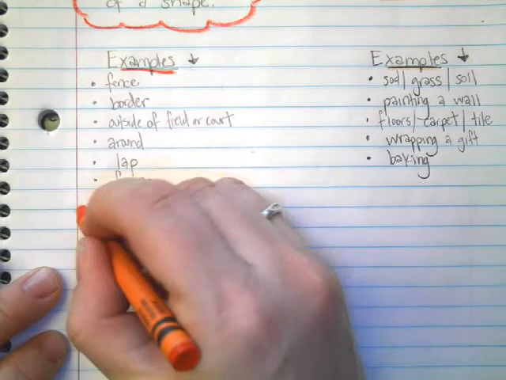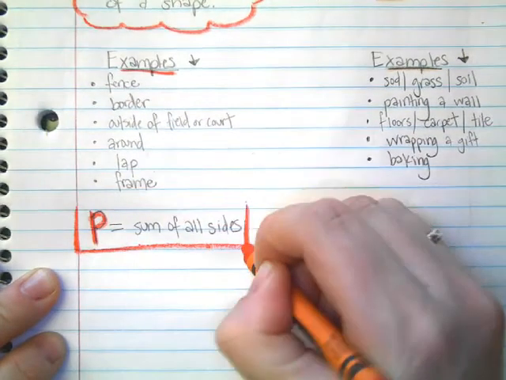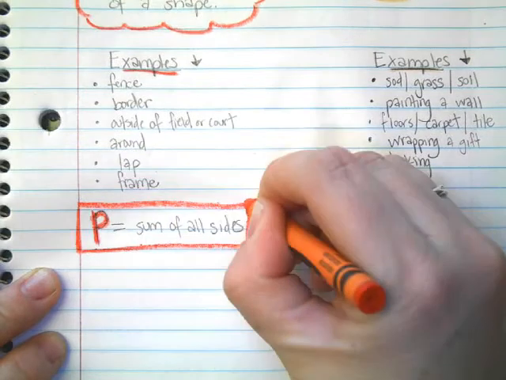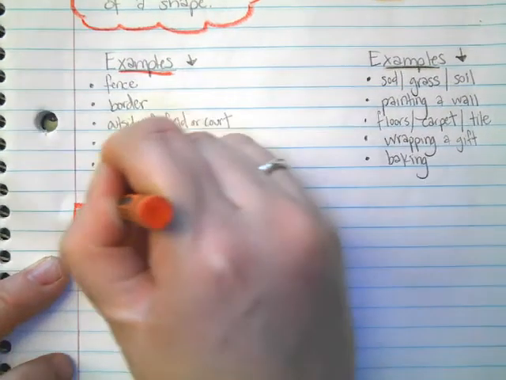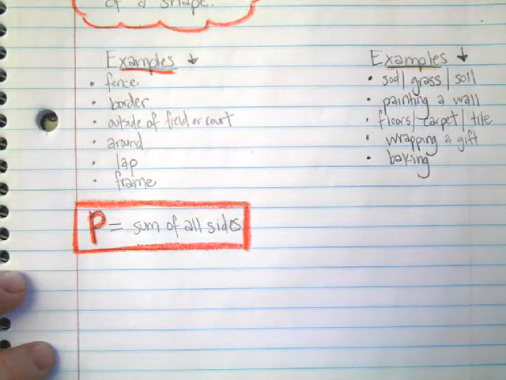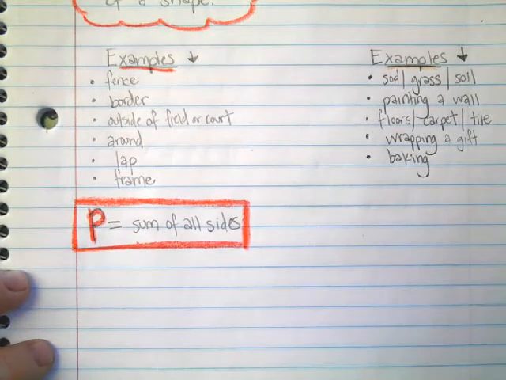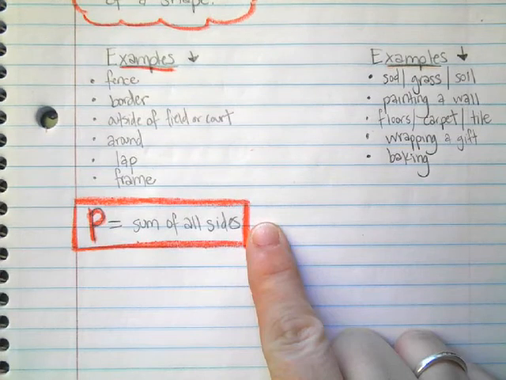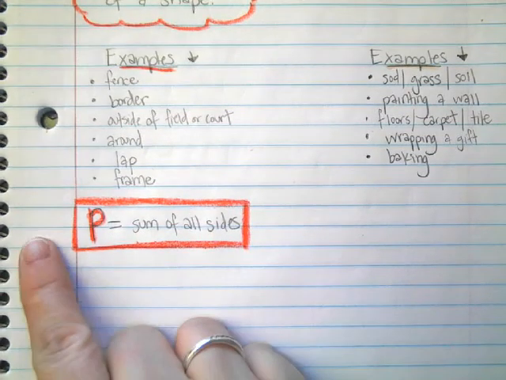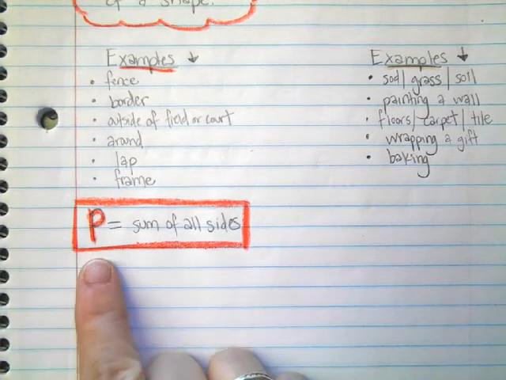That is how you find the perimeter of a shape. You do the sum of all sides. And you need to know that in a rectangle, opposite sides are equal. So if the right-hand side of this rectangle we just drew was 3, then what would the left-hand side be? It would also be 3.